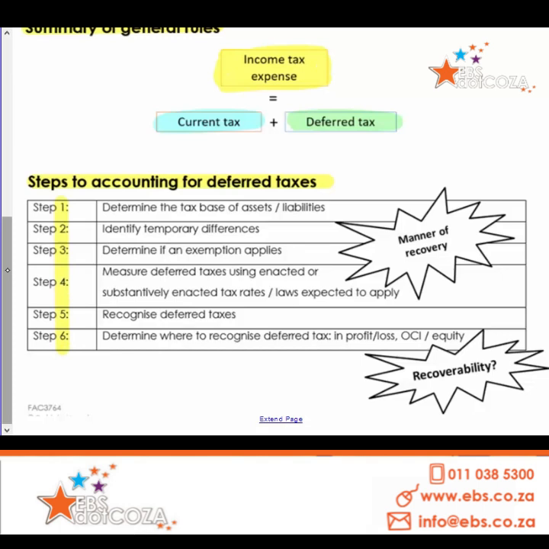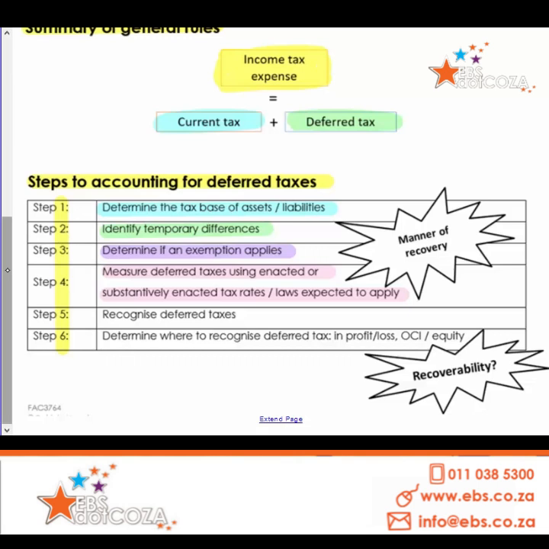You will then go and learn these steps and follow them when you work through an example. Basically they are now explained in detail in the rest of the notes, but you're going to determine the tax base of your assets and liabilities. You're going to identify temporary differences. You're going to determine what is exempt. You're going to measure the different taxes using enacted or substantively enacted tax rates.